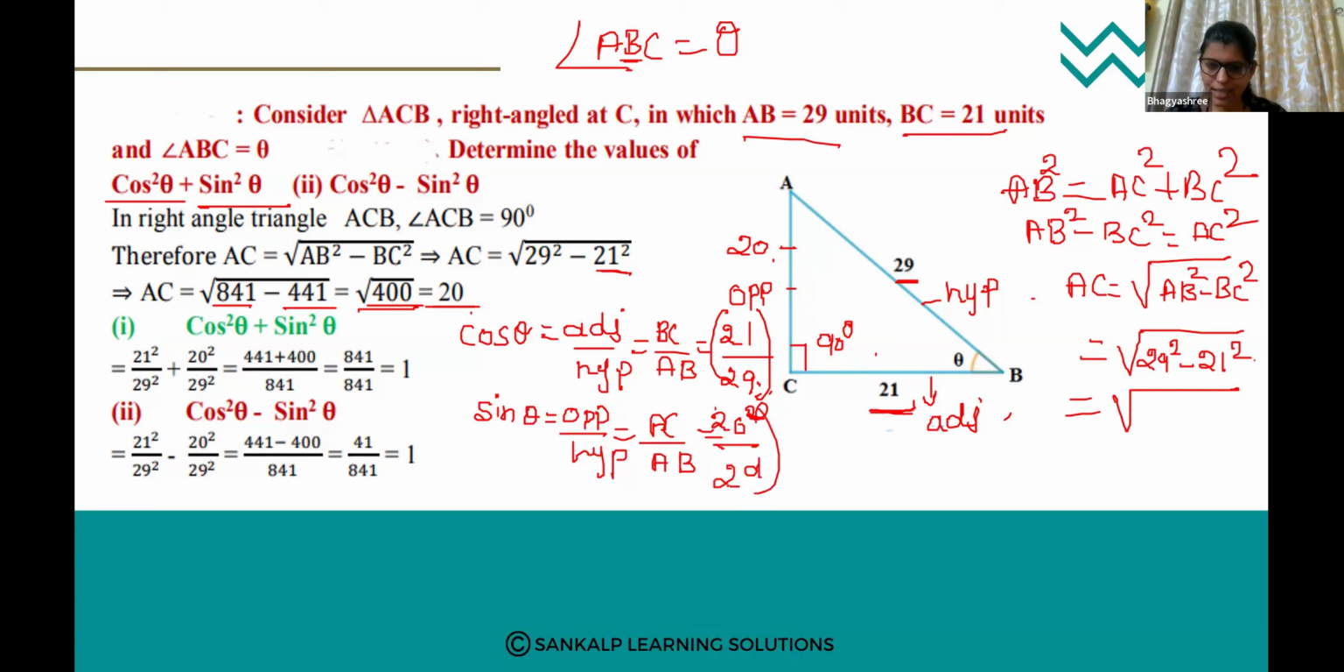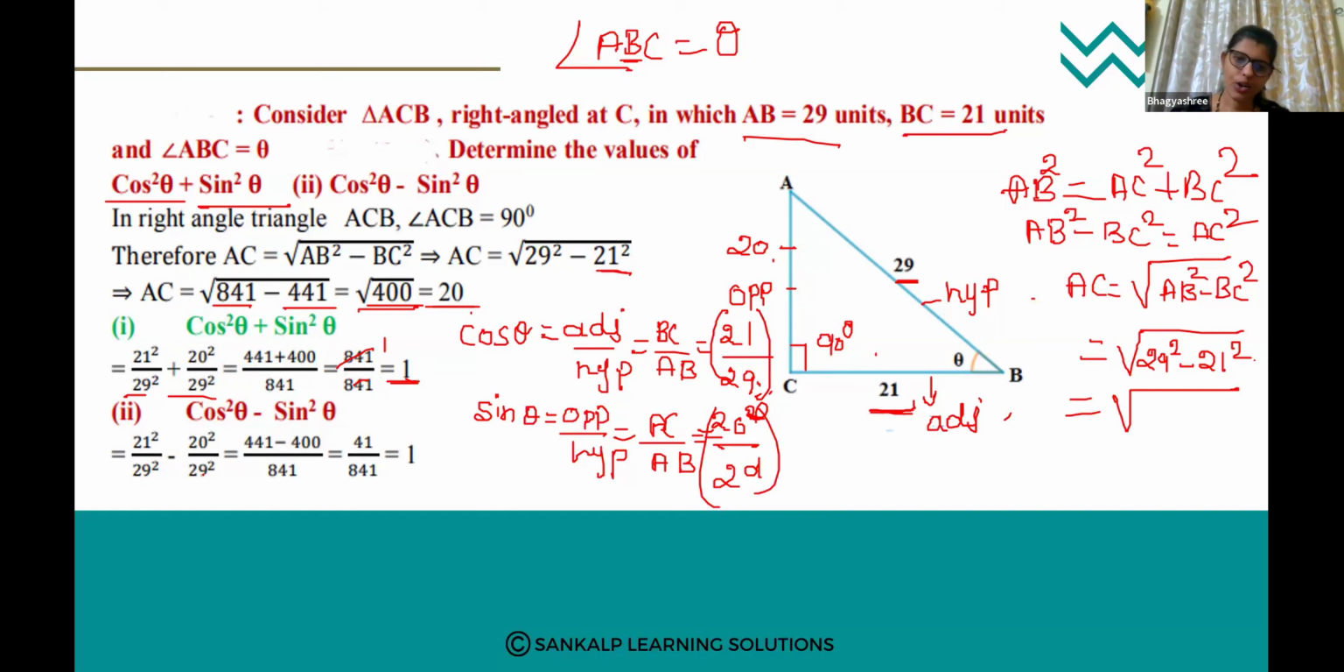This is the value of sine theta. So here we want sine square. 20 square divided by 29 square. 21 square is 441 plus 20 square is 400. Here also it is 29 square, 29 square. That is 841. 441 plus 400 is 841, divided by 841, so the value is 1. Cos square theta plus sine square theta is 1.